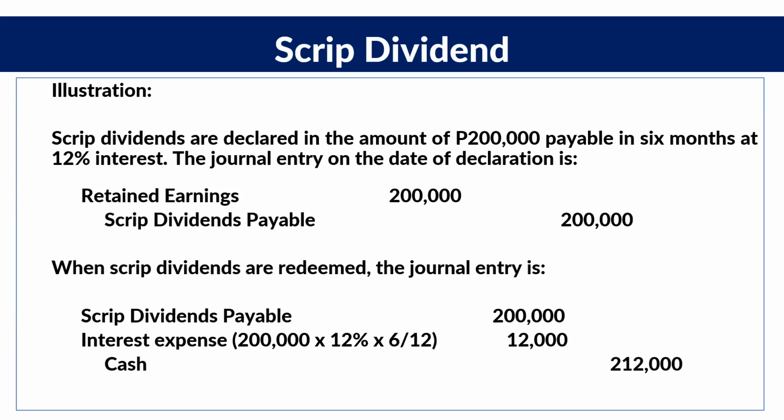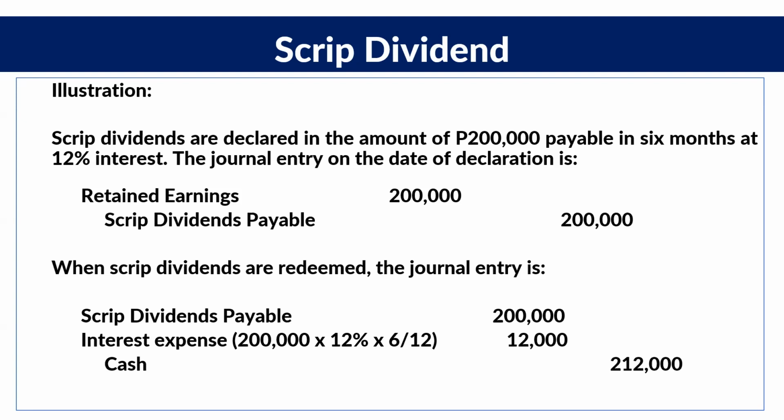So yan, very straightforward lang ito, no? During the settlement, you just have to recognize the interest, no? The related interest. And also if ever, no, na yung dividend declaration and the date of settlement is not the same year, na like kunyari nag-declare siya December 1, magbabayad siya pagka March 1 pa. So, or mare-redeem siya na after how many years, after how many months pa. So, just make sure to recognize also accrued interest on the scrip dividends payable.